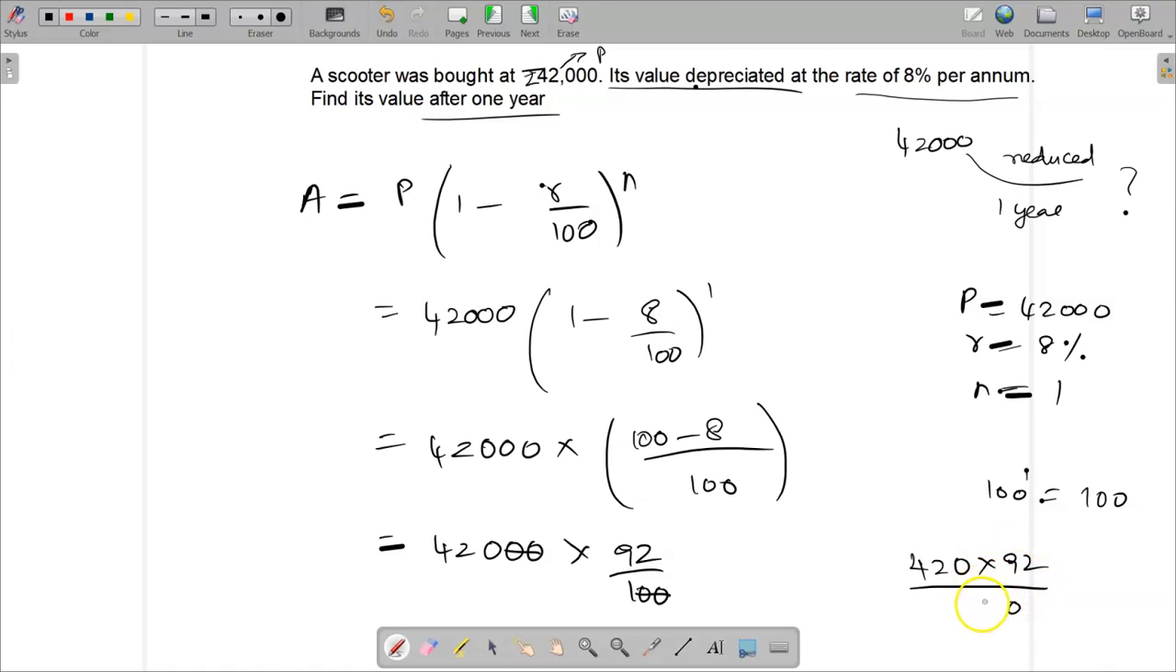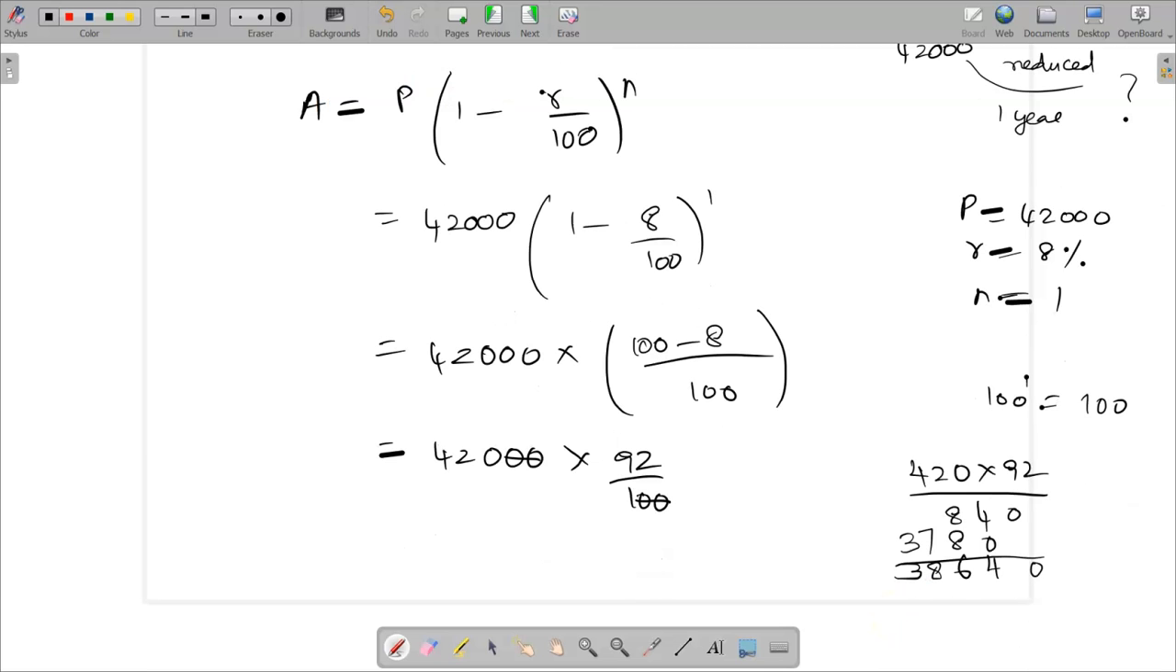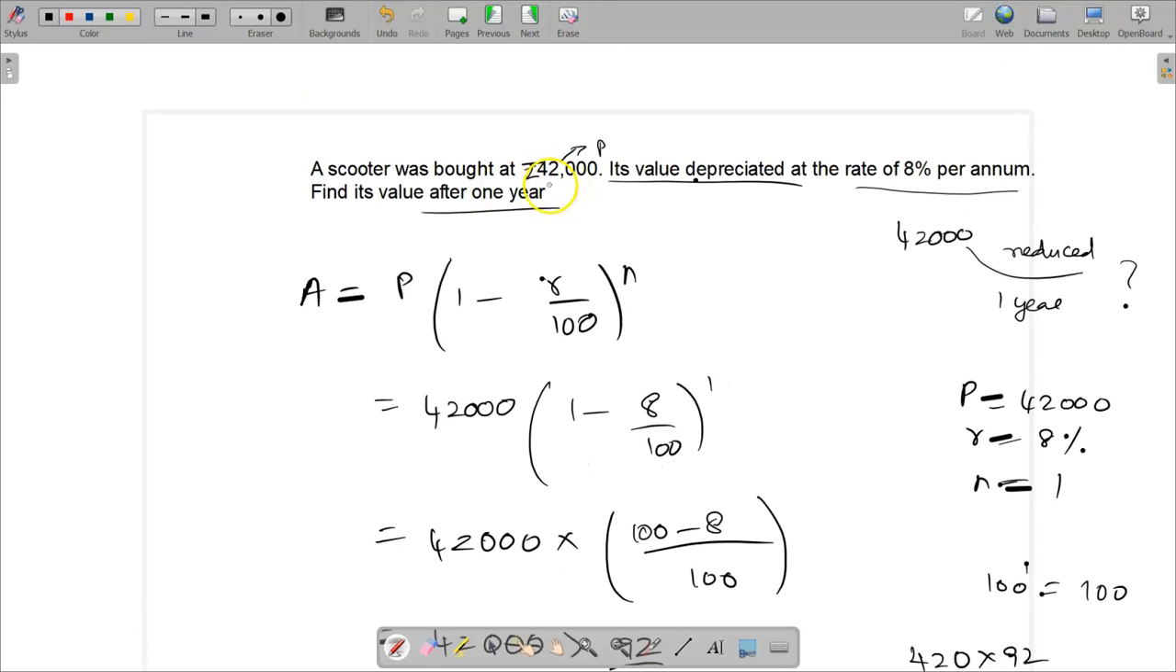So 2 into 0 is 0, 2 2s are 4, 4 2s are 8. Then 0, 9 2s are 18, 1, 9 4s are 36, 37. So 0, 4, 16, 1, 8, 3. So the answer is 38,640. The scooter was bought at the starting price of 42,000.